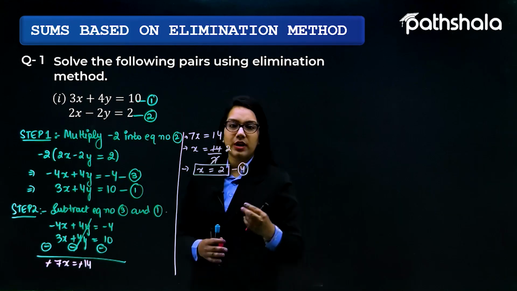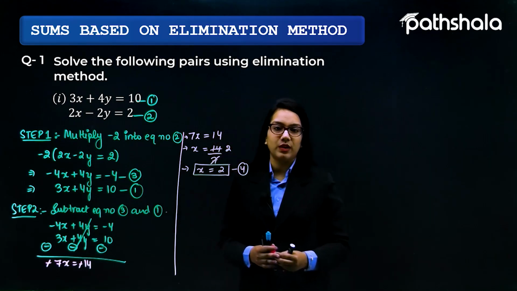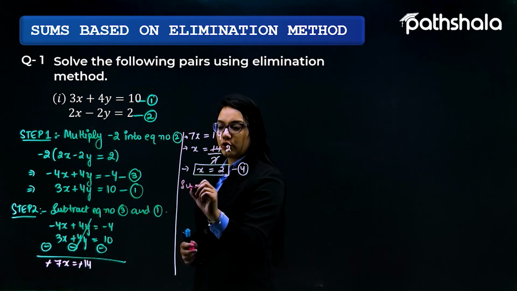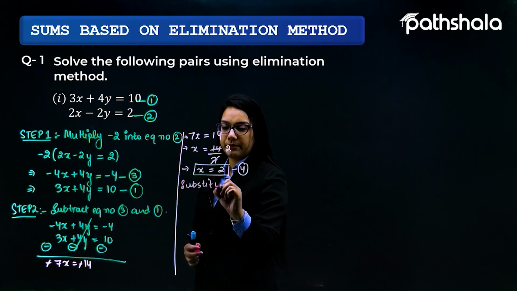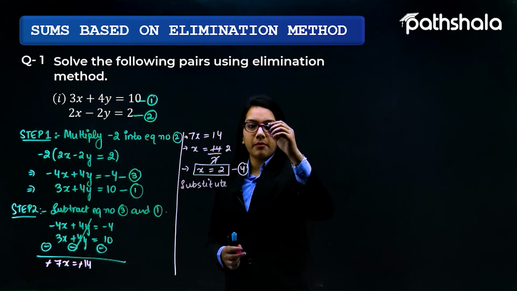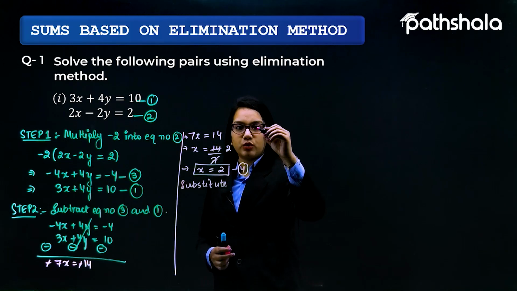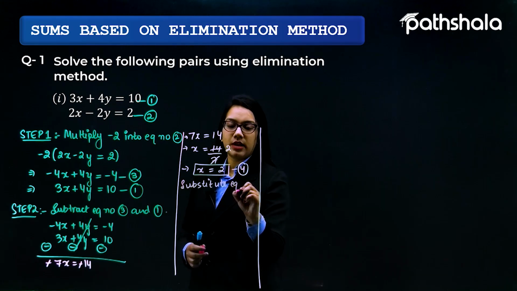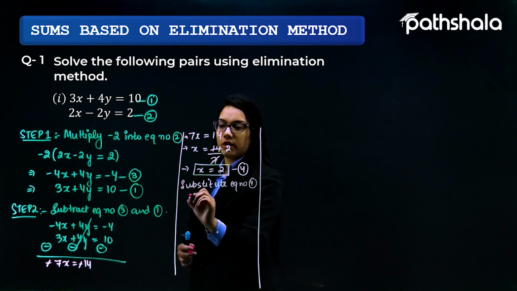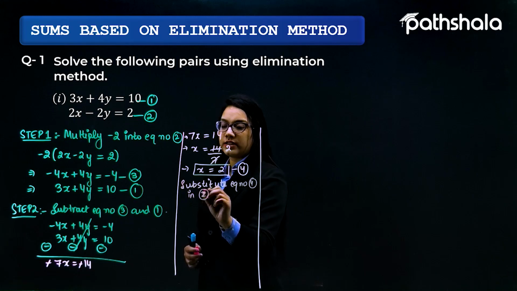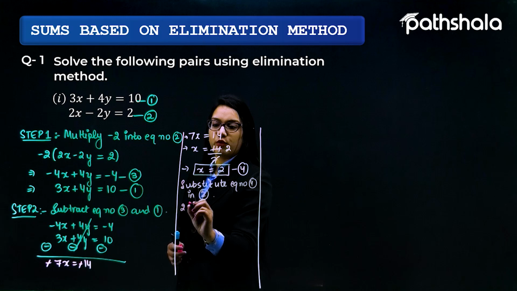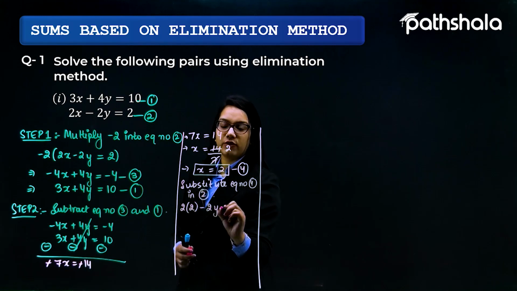So let us substitute x is equal to 2 in equation number 2. Let us substitute equation number 4 in the second equation. If we substitute the value over here, it would be 2 into 2 minus 2y, which is equal to 2.